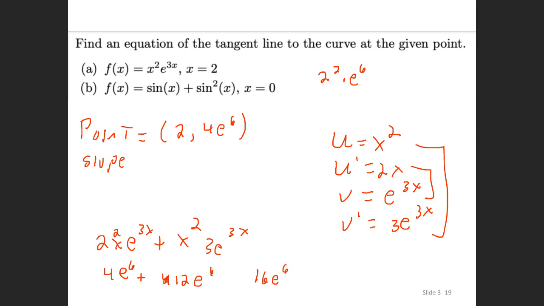That's my slope. I am not going to change that number to a decimal. No way. I'm just going to leave it as 16e to the 6th power. Okay, so now if I want to write my equation, y minus 4e to the 6th is equal to my slope, 16e to the 6th, times x minus 2. Looks like kind of a crazy answer, right?